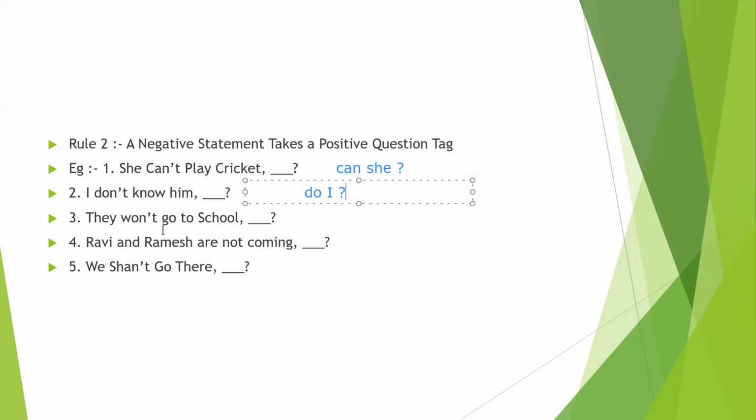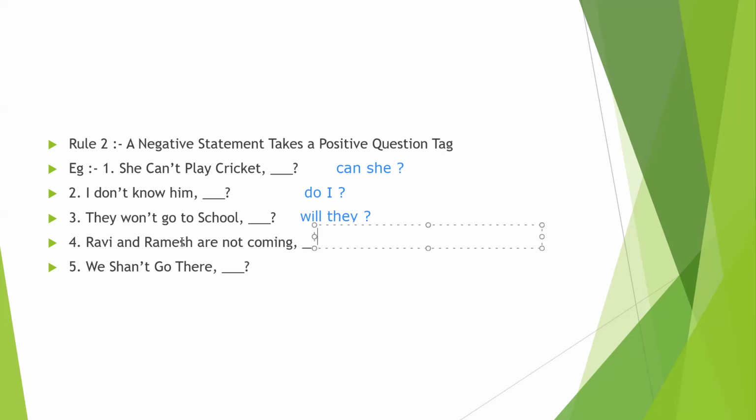I won't go to the school. They won't go to the school. First, what do we see? First we can write the subject. Then we can write question mark. Then we can see whether the statement is negative or not. In the statement there is a not, so it is a negative statement. So we can write the positive question tag. Here the helping verb is will, won't. Won't means will plus not. So we can write will they. Now let's see the fourth one.